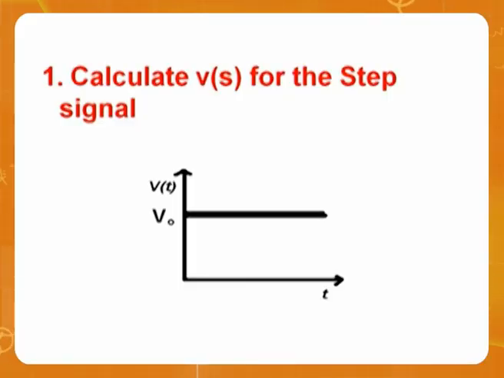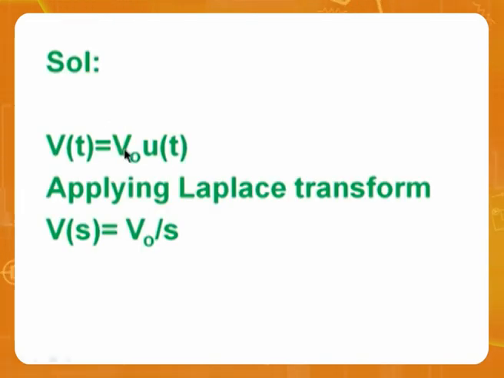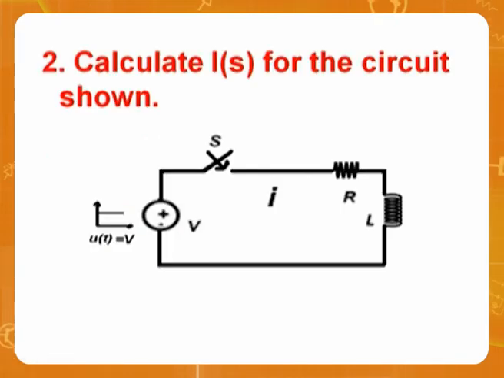Let's go to problem 1. Calculate V of s for the step signal. This is a step. For this we need to calculate the Laplace transform of the step. This is V naught into u of t. Applying the Laplace transform, we get V naught by s.